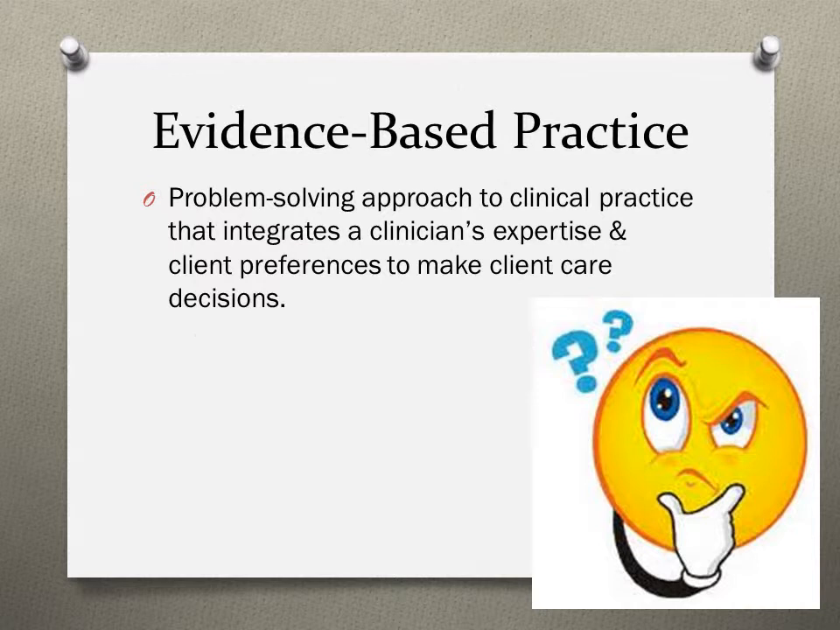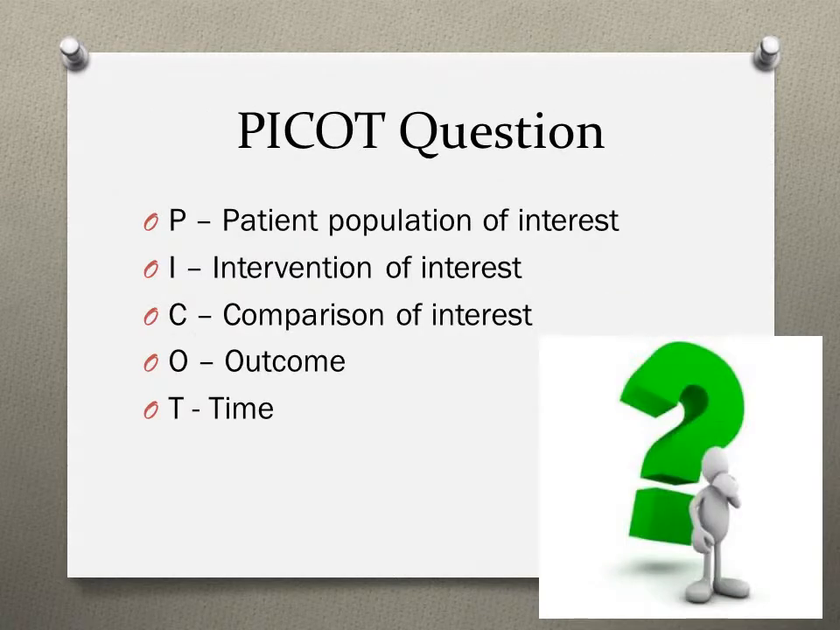Number 3, appraise the gathered evidence. Number 4, integrate the evidence with clinical expertise and client preferences. Number 5, evaluate the decision. And number 6, share the outcome. A PICO question is designed to help you save time in the research process. Questions should lead you to the evidence for an answer. The more focused a question is, the easier it is to reach evidence.